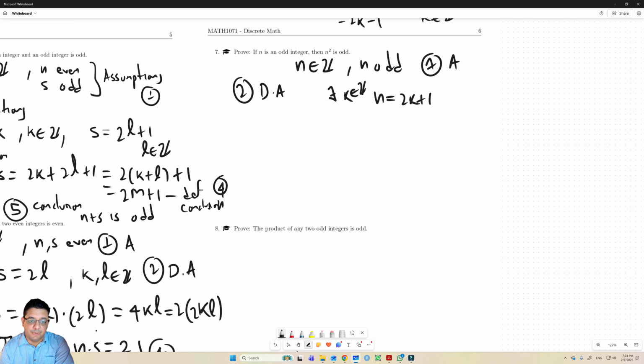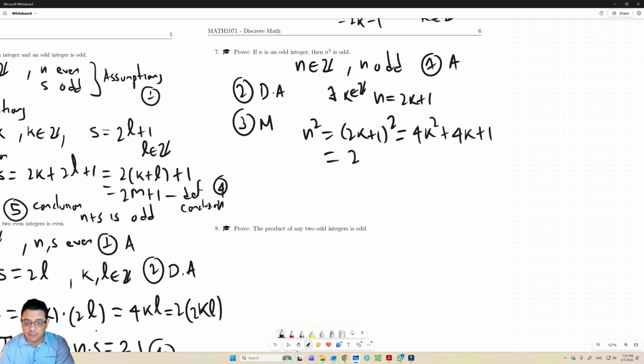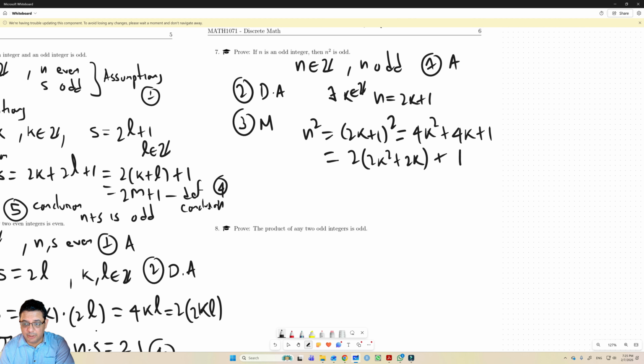And so now, number 3, my manipulation. I'm going to get the square of that number, and it will be 2k plus 1, squared. And this is 4k squared plus 4k plus 1. Now, I can rewrite this as twice 2k squared plus 2k, plus 1. So notice that I'm kind of having the shape that I need for this. I'm going to call this l equals 2k squared plus 2k.